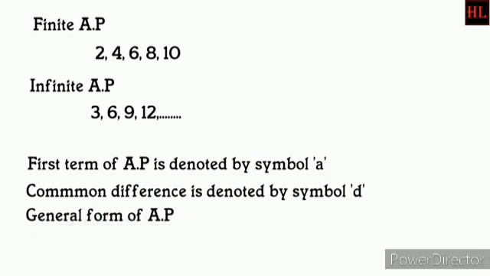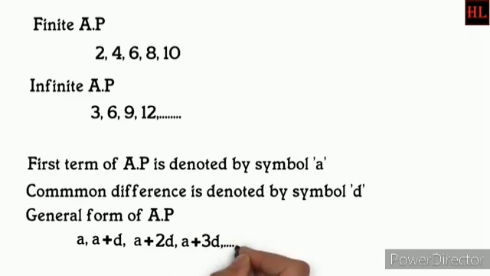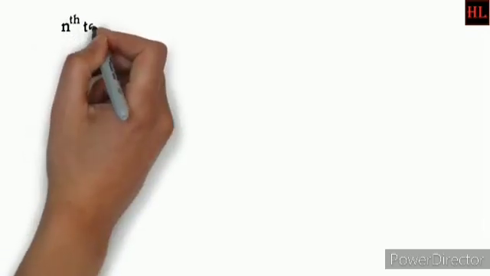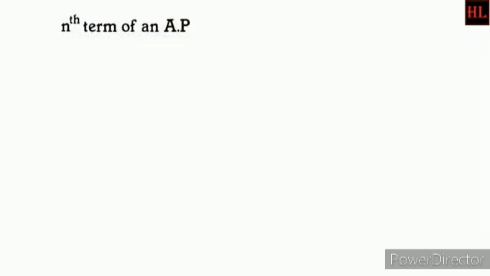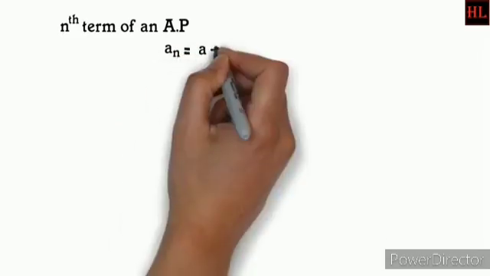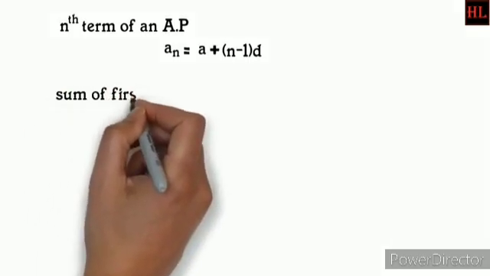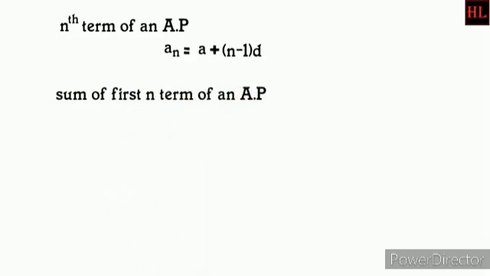The general form of an AP is a, a plus d, a plus 2d, a plus 3d, and so on. This is the general form of an AP. Now, how will you find the nth term of an AP? It may be the third term, fifth term, 10th term, like that. That will be an is equal to a plus n minus 1 into d. This is a very important formula. an is equal to a plus (n minus 1) d, where a is the first term, n is the number of terms, d is the common difference.